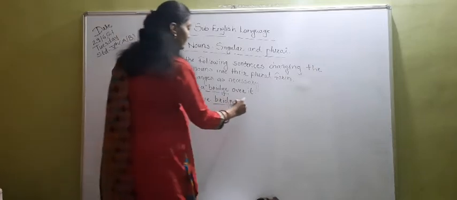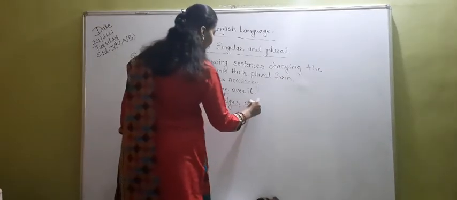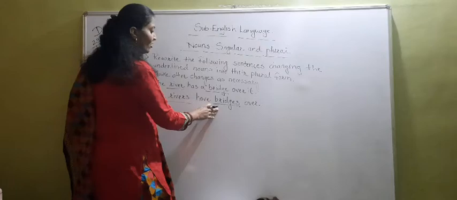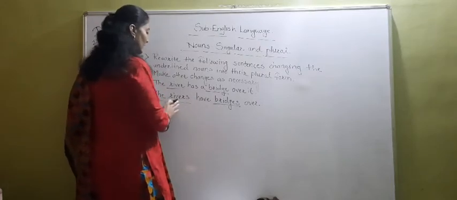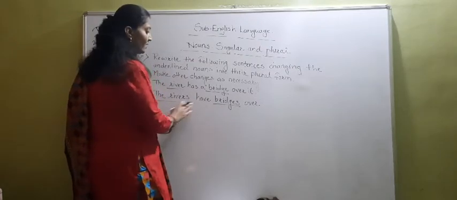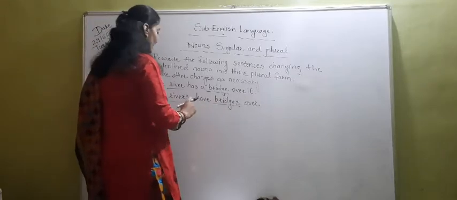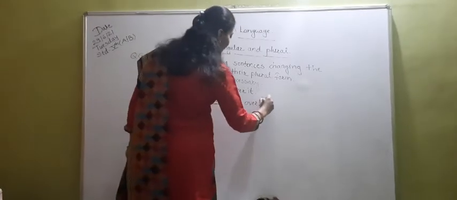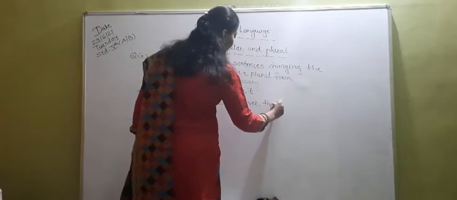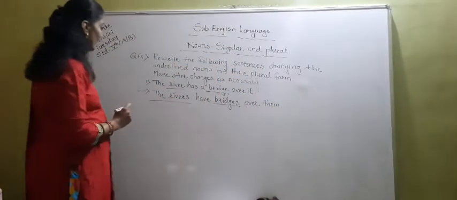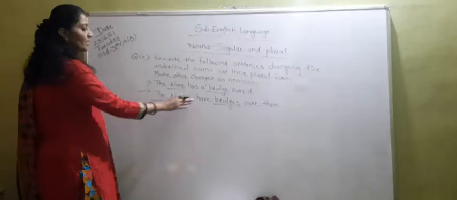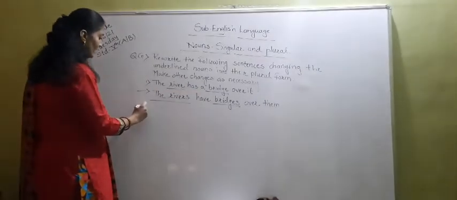over. As we have a plural of it, the river is also plural, bridges is also plural. So we have to write down here them, over them. Okay. The rivers have bridges over them.